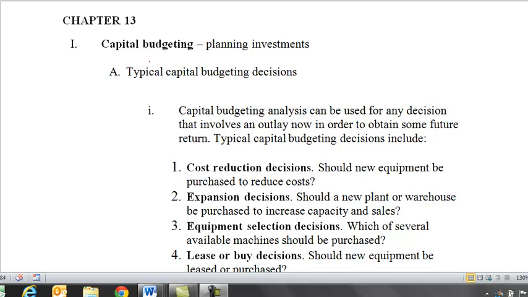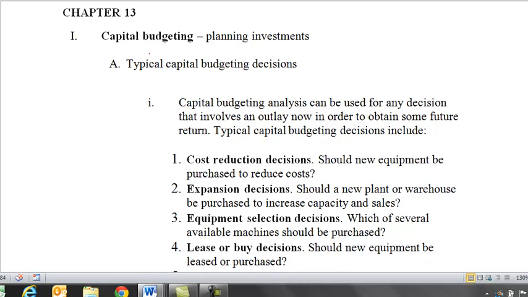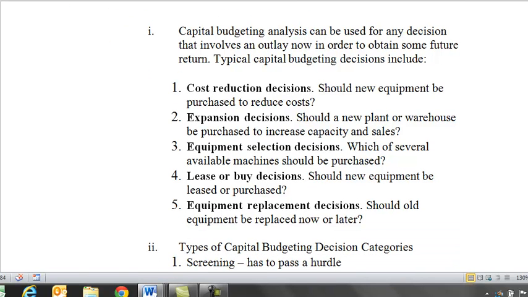This video will give you an overview of Chapter 13's capital budgeting. There are 5 capital budgeting decisions. The first one is cost reduction decisions, which ask the question, should new equipment be purchased to reduce cost? Expansion decisions, which ask, should a new plant or warehouse be purchased to increase capacity and sales?